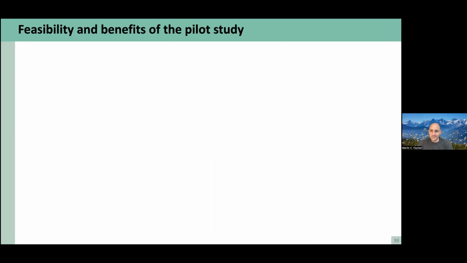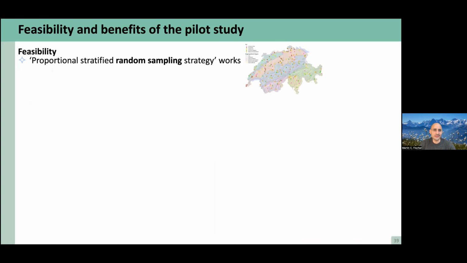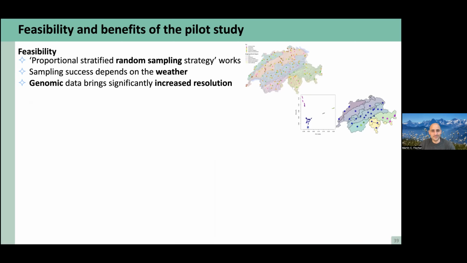So with this, I come to my 2 last slides, a bit over time, but just to sum up. It was a pilot study to see whether monitoring is feasible. And I would say, yes, it is feasible. We came up with an ideal sampling strategy for Switzerland. The sampling success is strongly weather dependent. That's what we had to learn the hard way. And I hopefully could show you that genomic data really increases the power and the resolution massively.